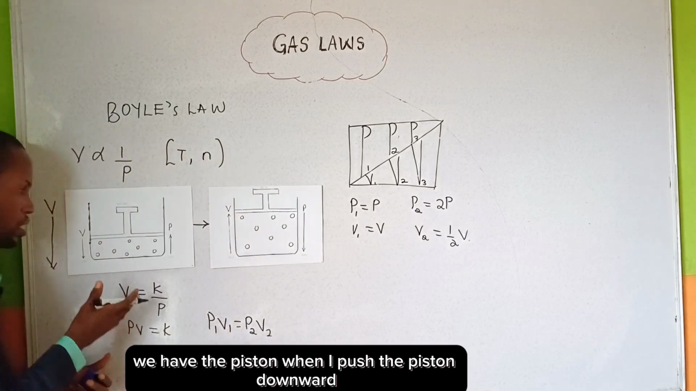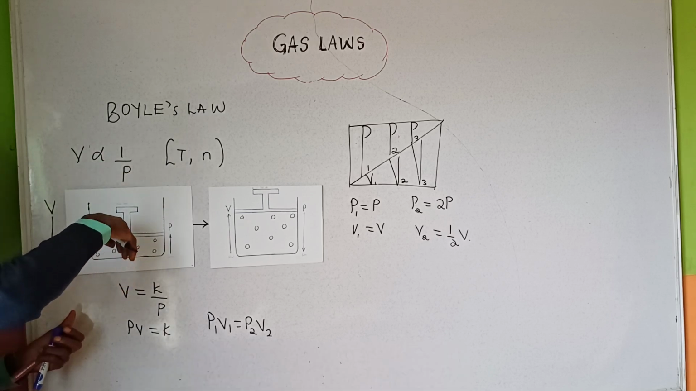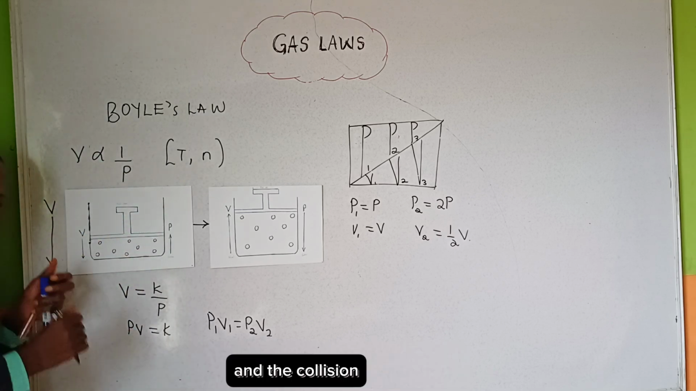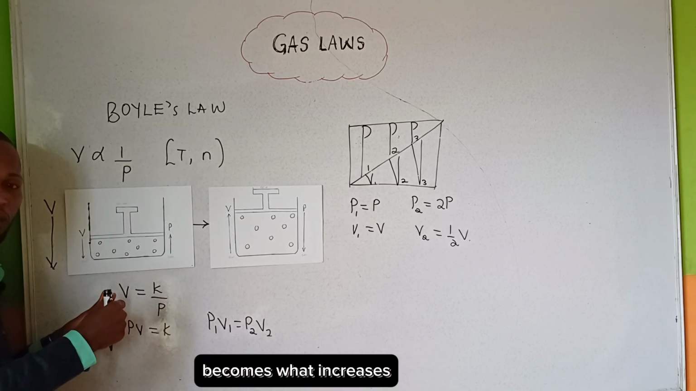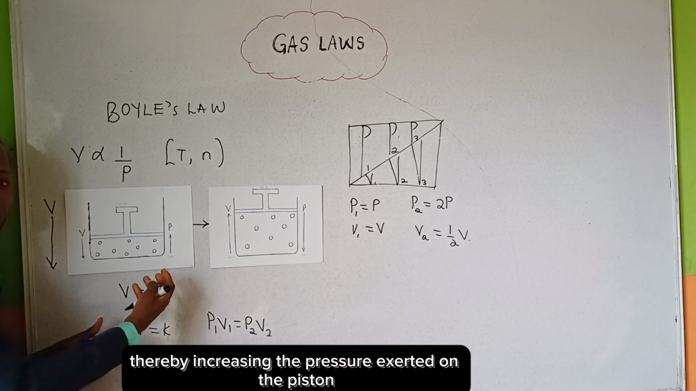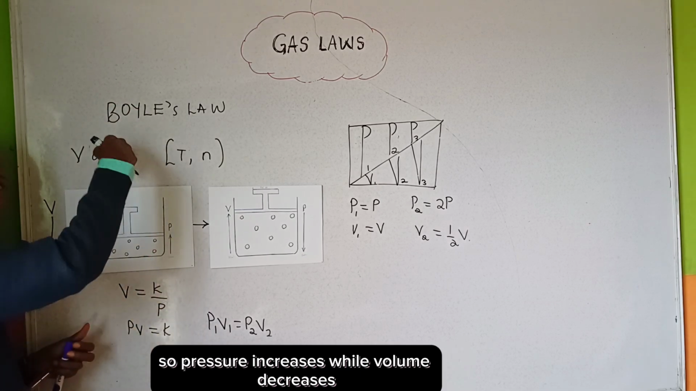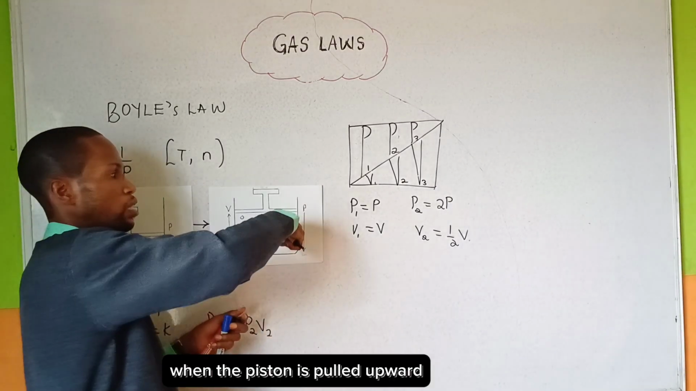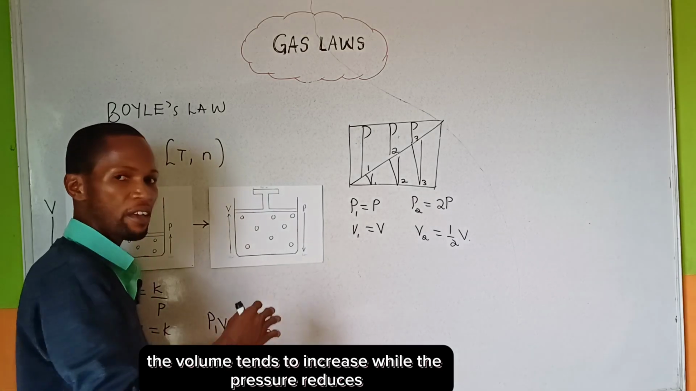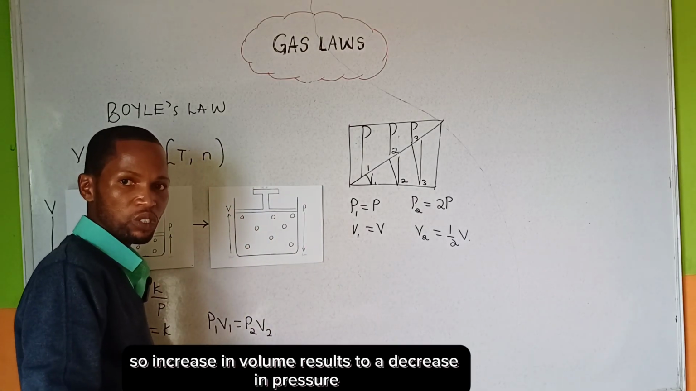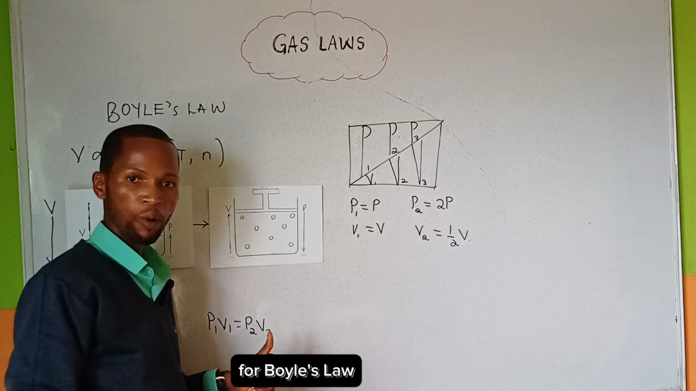We have the piston. When I push the piston downward, the volume decreases, and the collision of the gas molecules with the wall of the container becomes what? Increases, thereby increasing the pressure exerted on the piston. So pressure increases while volume decreases. When the piston is pulled upward, the volume tends to increase while the pressure reduces. So an increase in volume results in a decrease in pressure for Boyle's law.